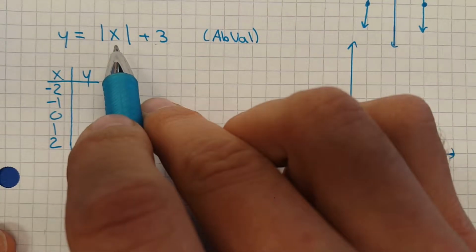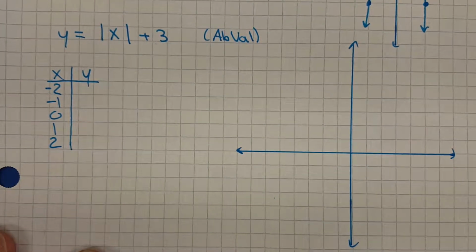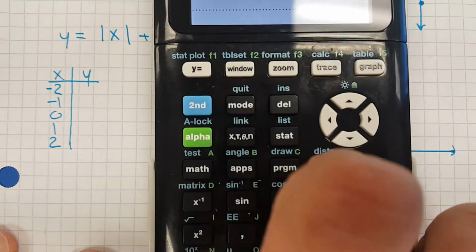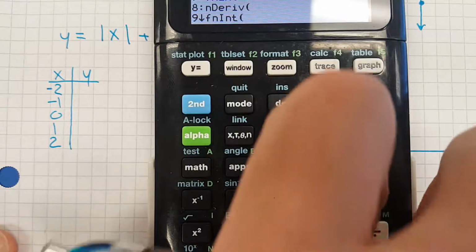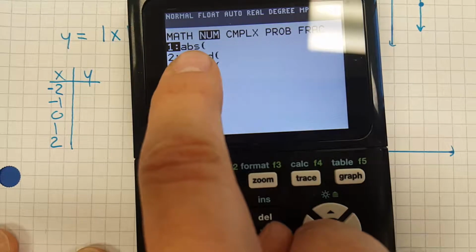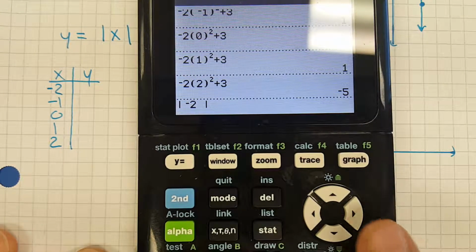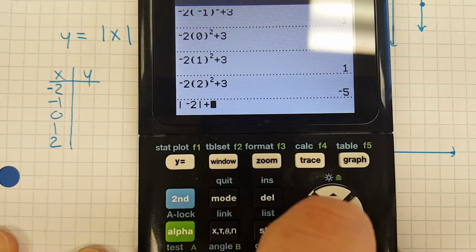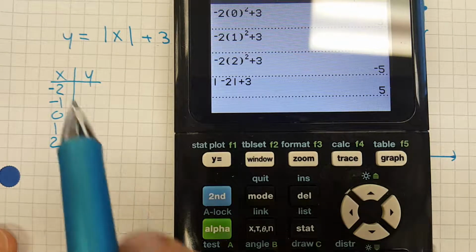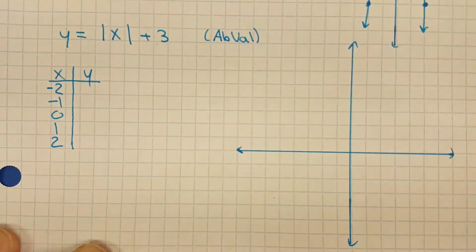Because we all can find the absolute value of something really quick in our minds, but still it's good to use a calculator to plug it out. Now, how do you do the absolute value of something? I think most absolute value buttons are under math. So if you hit math and you go to number, you should be able to find the absolute value right there. So I'm going to do the absolute value of -2, and then plus 3. Oh, it's 5. Well, duh, the absolute value of -2 is 2, plus 3 would be 5.